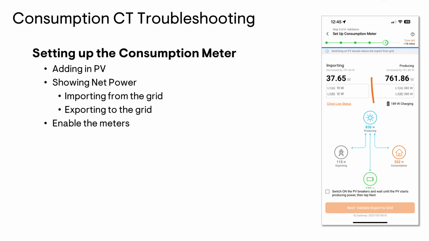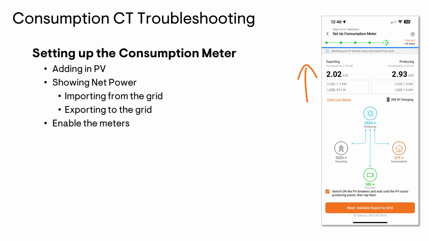So as our production ramps up, our consumption being shown goes down, and we're still importing from the grid, and once it hits 0, it's going to start counting back up again, and you'll see the word importing change to exporting. What that means is we have more PV being produced than what we're actually consuming in the home, and now we're exporting that excess to the grid.